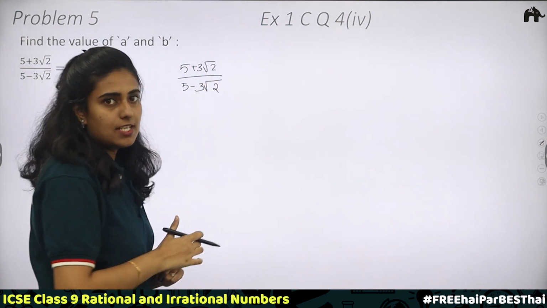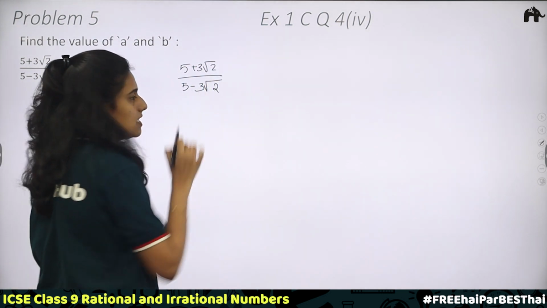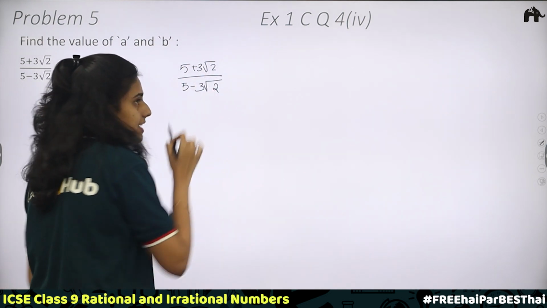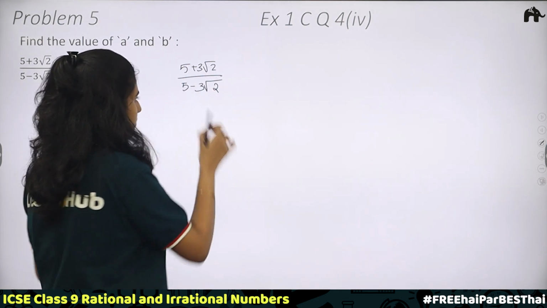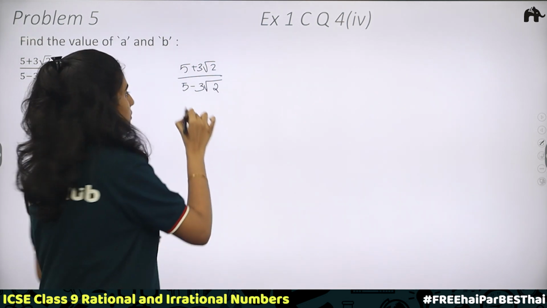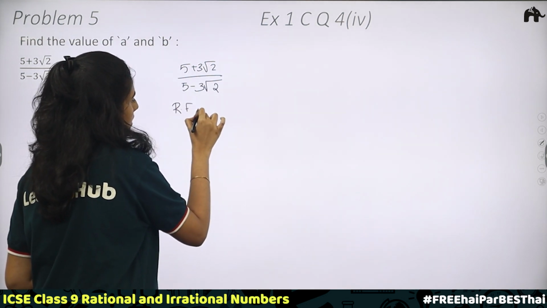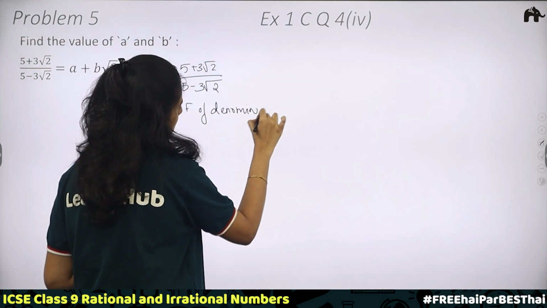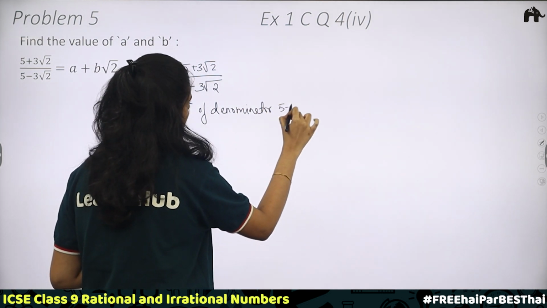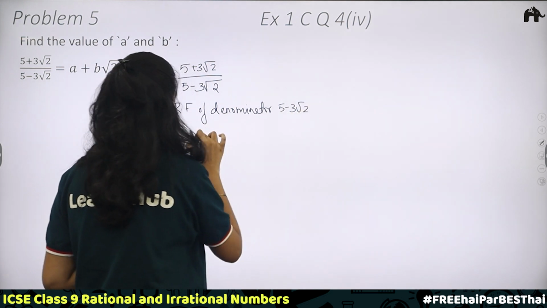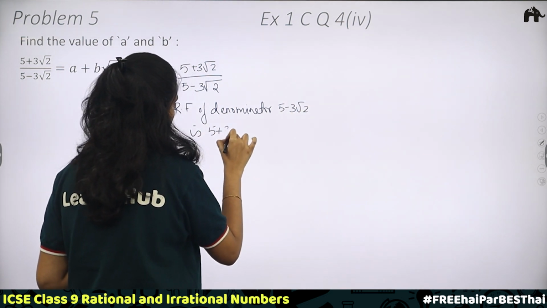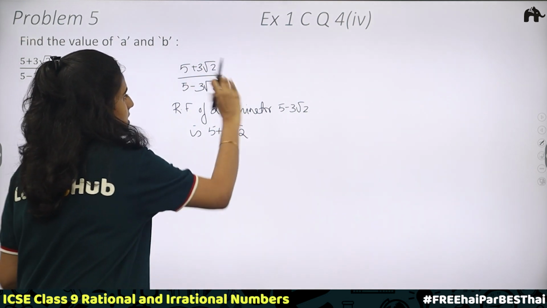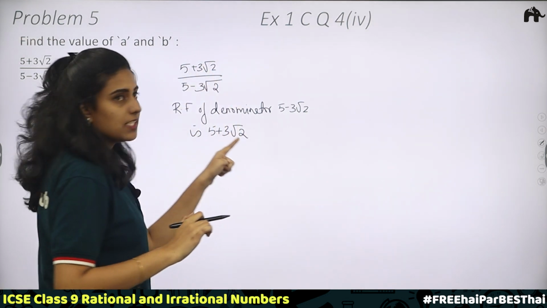Take the denominator. Here the denominator is 5 minus 3 root 2. So next what we have to do? We have to find the rationalizing factor. To get the rationalizing factor, we have to change the sign. Therefore, here the rationalizing factor of denominator 5 minus 3 root 2 is 5 plus 3 root 2. Okay. Now, multiplying the numerator and denominator with 5 plus 3 root 2.